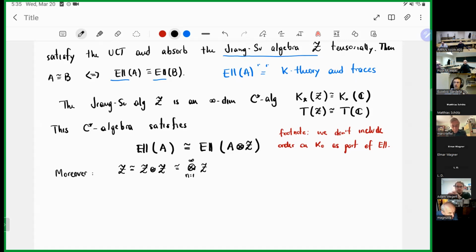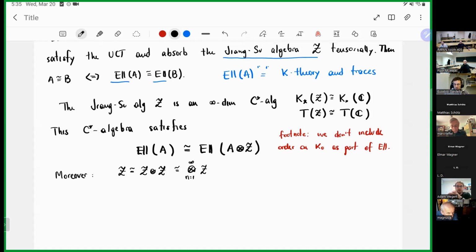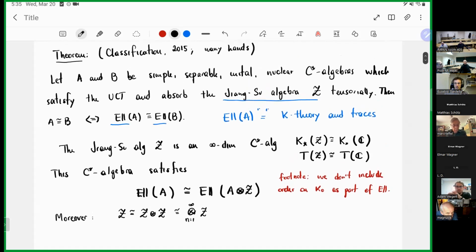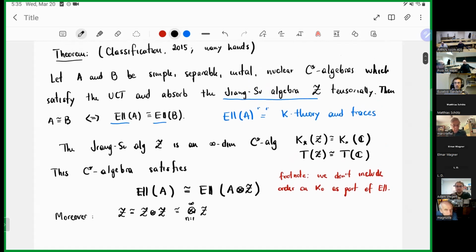No. There are C-star algebras A and B. It's also not so difficult to construct. No, it's okay. So there are C-star algebras A and B in this class that embed mutually into each other, but are not isomorphic.